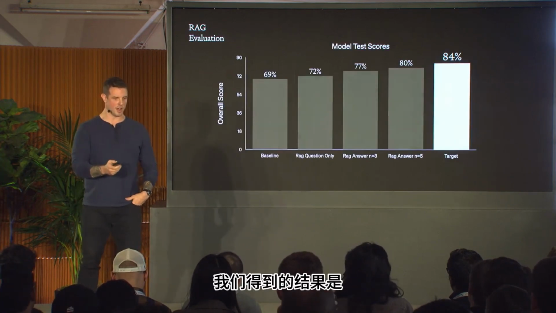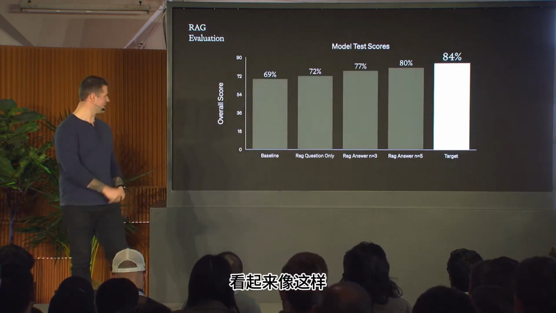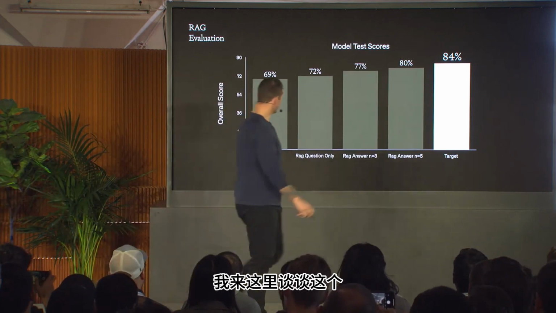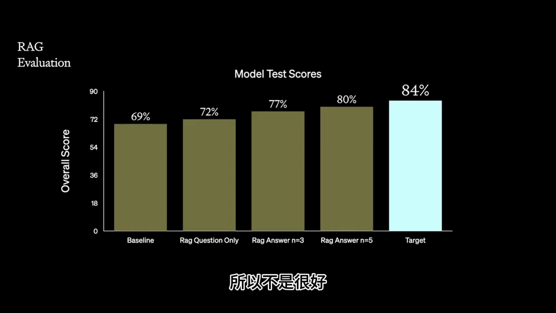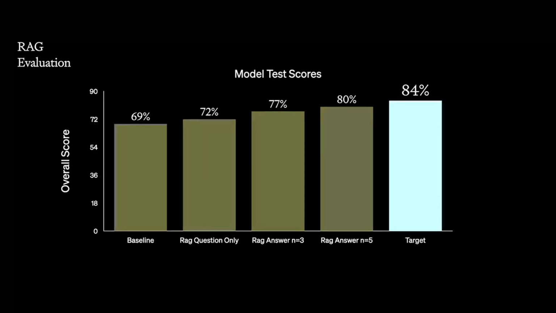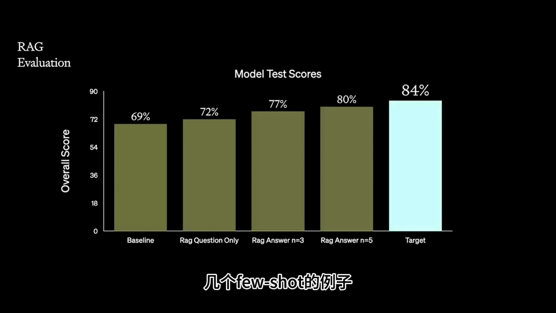And the results we got looked something like this. So I'm going to come over here to talk through this. On the far right was where we got to with prompt engineering. So not so great. We started off with 69%. Then we added a few shot examples and got a couple of points of improvement. So that told us that RAG could actually give us further improvement here.